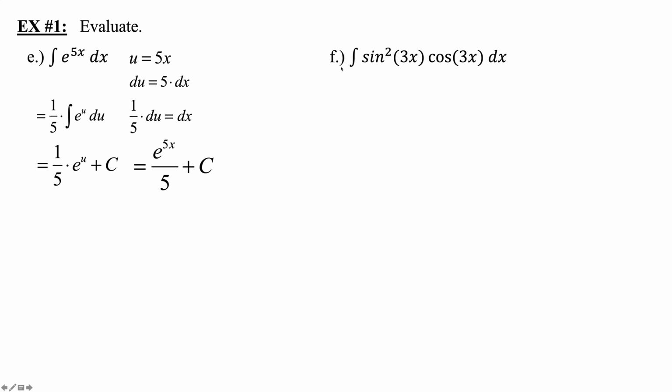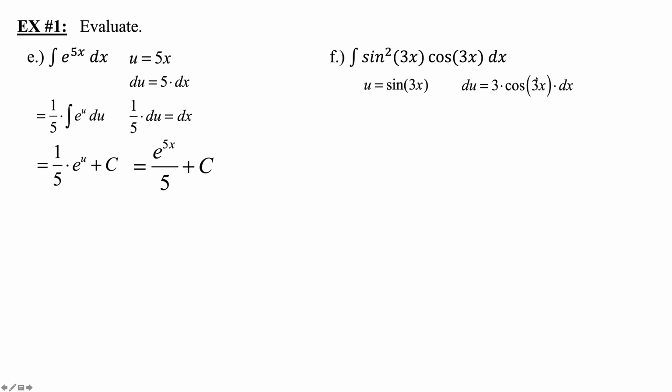Whew. We're going to integrate sine squared 3x cosine 3x dx. Let's see. Sine is the bigger power. Cosine is technically to the first power. So I would say let's go with u equaling sine of 3x. That way, if we take the derivative of both sides, we're going to get du.